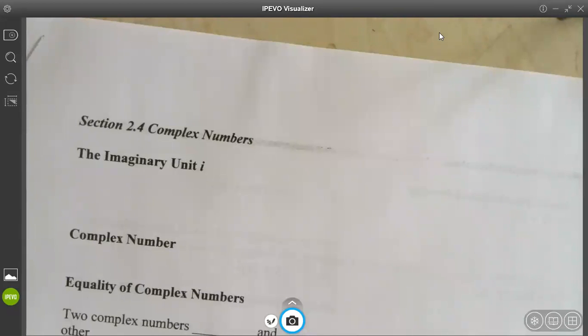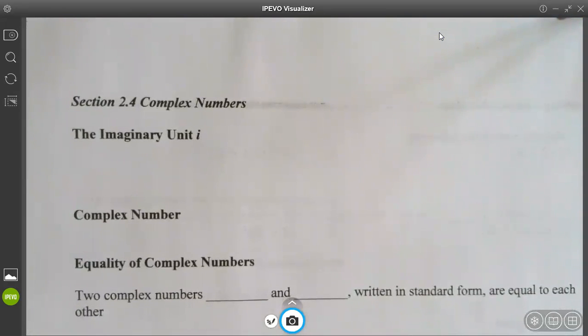The imaginary unit i, complex numbers just include i. You guys have already worked with the i before. Again, I told you a lot of this is going to be review.